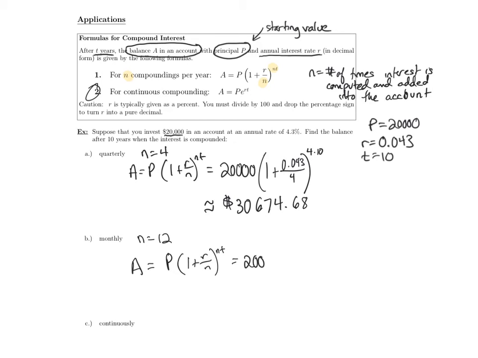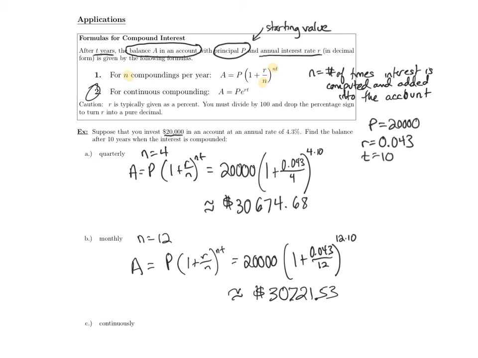So for this one, everything is the same formula, same P, same R, but N is now 12. And that leads to approximately 30,721.53. So again, we earn more than $10,000 interest. It's a little bit more than when we compounded quarterly, but not dramatically more.